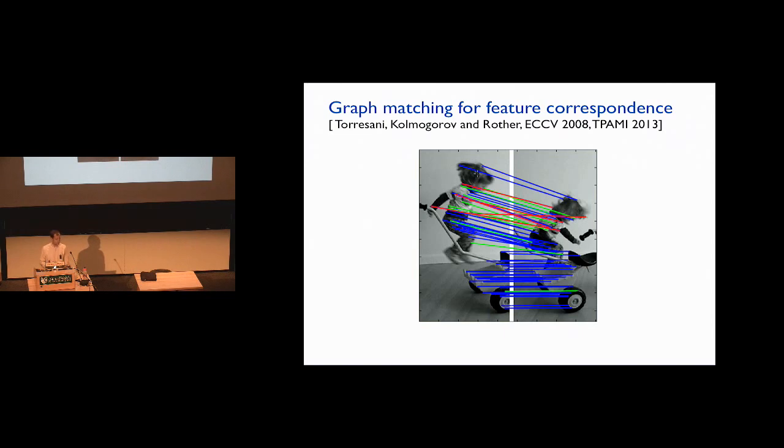My lab has also worked on the classic problem of feature correspondence between, say, two views of the same scene. And we developed a technique that performs feature correspondence as a graph matching problem. For those of you familiar with graph matching, this is an NP-hard problem, which means that typically we can't get the global optimum.